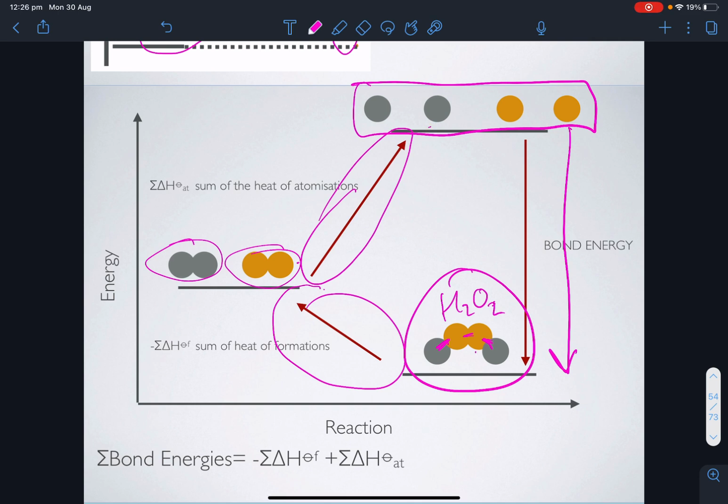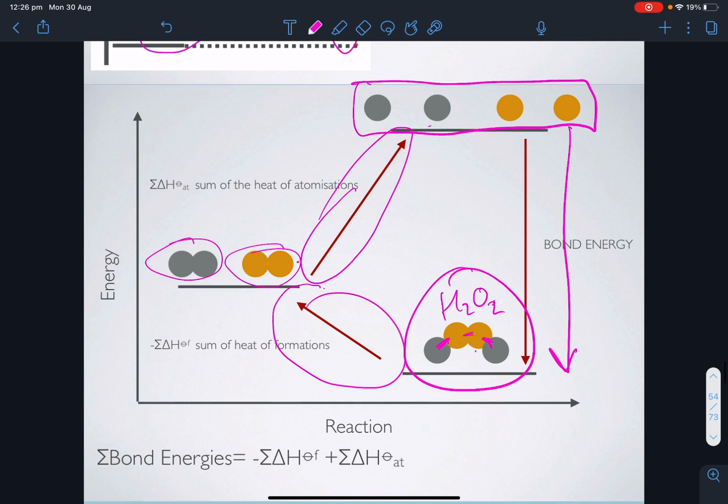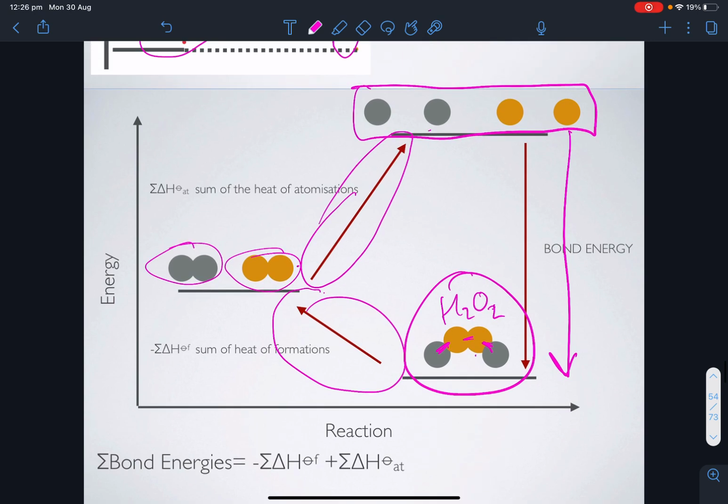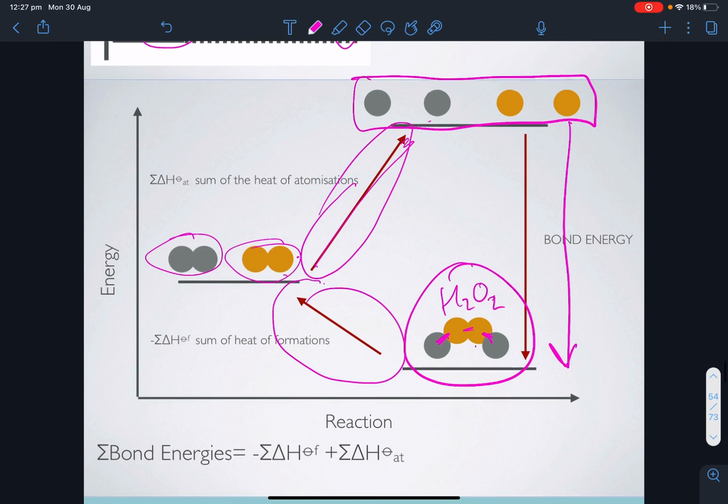So it's another pathway that we can use and follow Hess's law, okay, to work out what the bond energy is. All right, so the bond energy equals the negative of the heat of formation, because we're going in the opposite direction to the heat of formation, and then just the heat of atomizations, or the sum of them, okay?